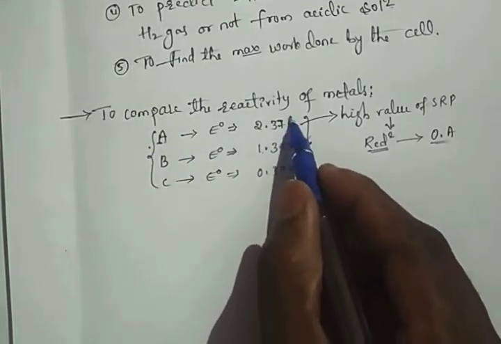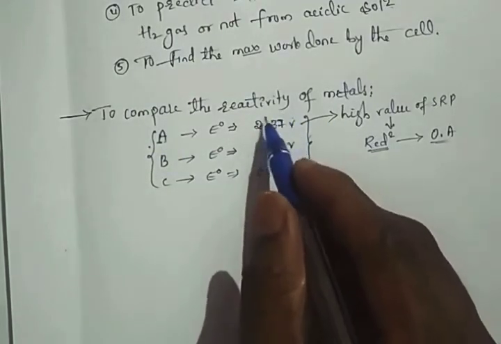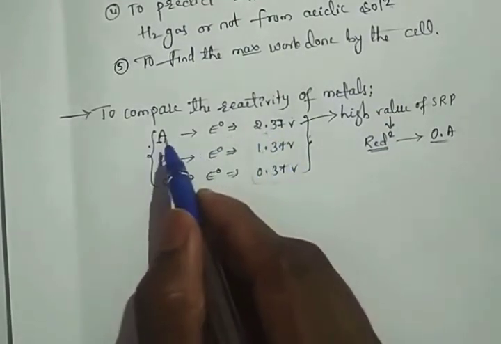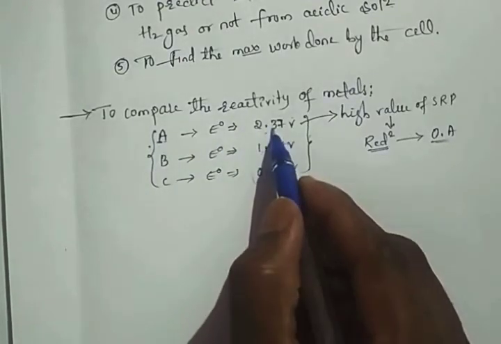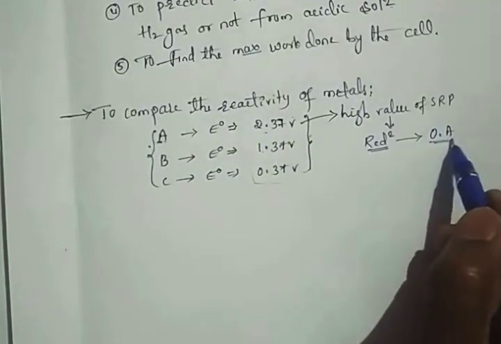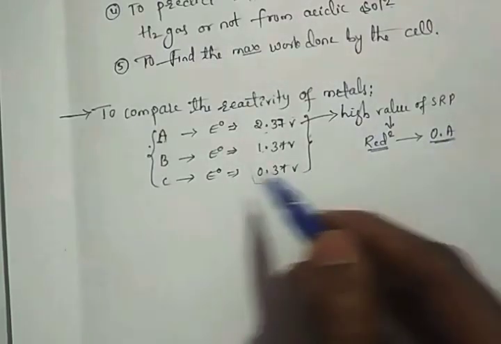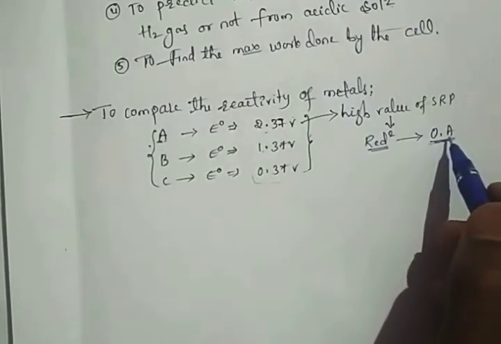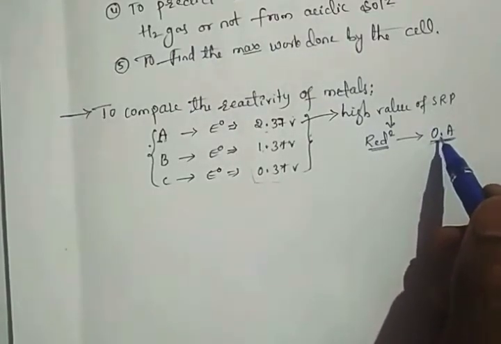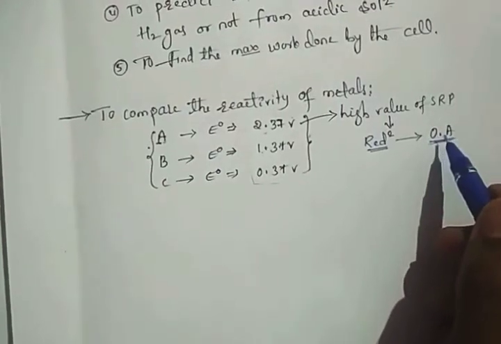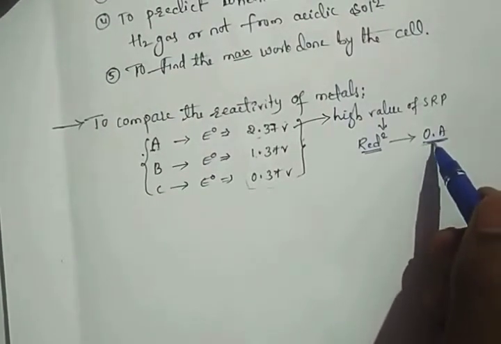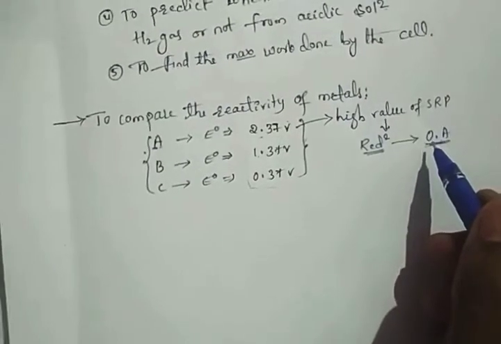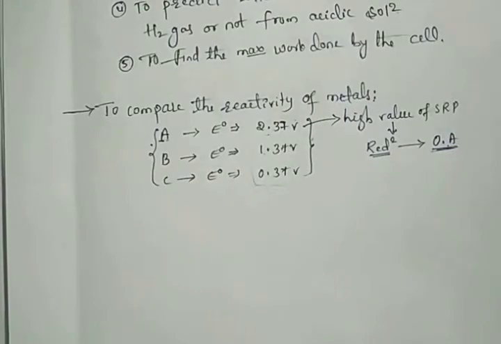Look at this. By knowing these three values, you can compare them. Among these three, this value is the largest. Therefore, the electrode having higher SRP is a strong oxidizing agent. So we can arrange these three electrodes in increasing or decreasing order of their oxidizing potential or reducing potential, oxidizing tendency or reducing tendency, oxidizing strength or reducing strength. So here we can predict based upon this concept.